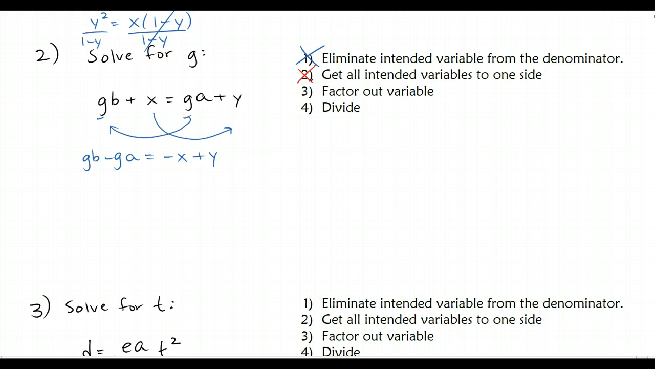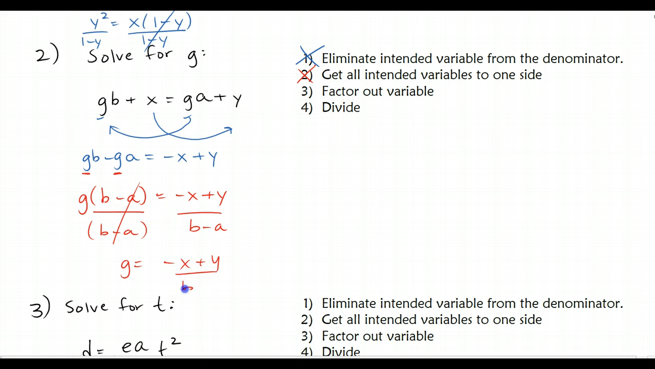Step 3 says to factor out your variable. In this case, we do need to factor because we have 2 g's. So I'm going to take out the GCF, which happens to be g, and I'm left with b minus a. And I have on the other side negative x plus y still. I'm now going to divide out b minus a on both sides. And I'm left with g equaling negative x plus y over b minus a.